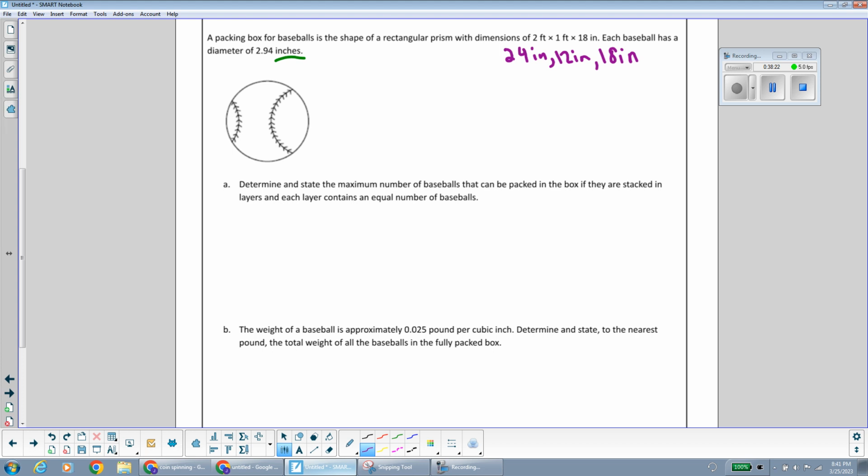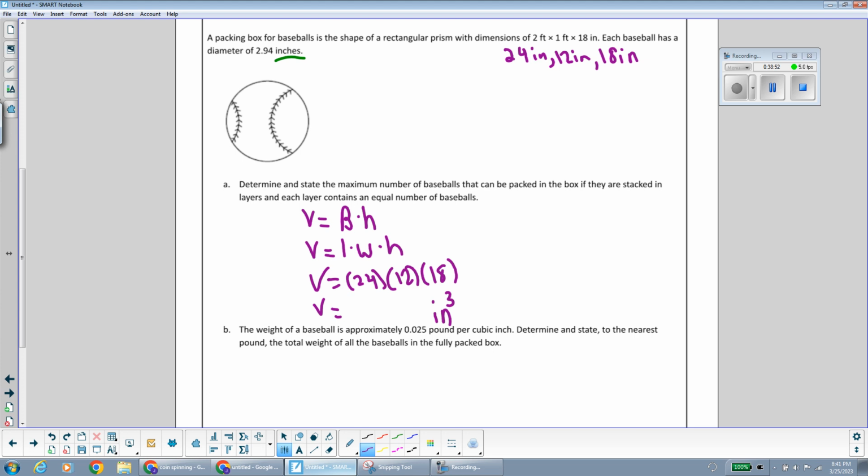So the volume of the box is area of the base times the height. And since it's a rectangular box, the area of the base, which is a rectangle, would be length times width times the height of the box. So that would be 24 inches times 12 inches times 18 inches. And I'm going to put that into my calculator and see what the volume is in cubic inches.